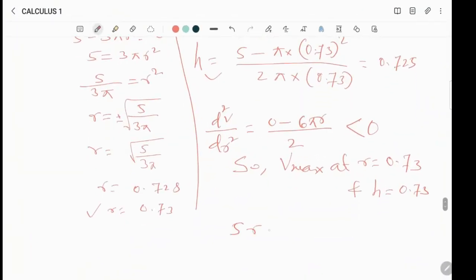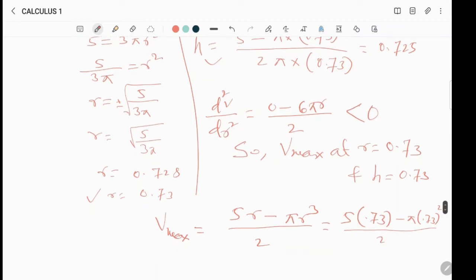So 5r minus pi r cube over 2. Put radius 0.73. This is V max, okay? 5 times 0.73 minus pi times 0.73 whole cube over 2, right? And now let's use calculator.